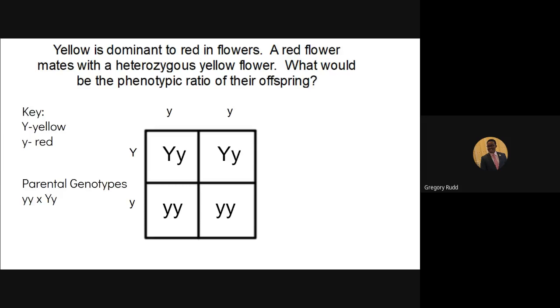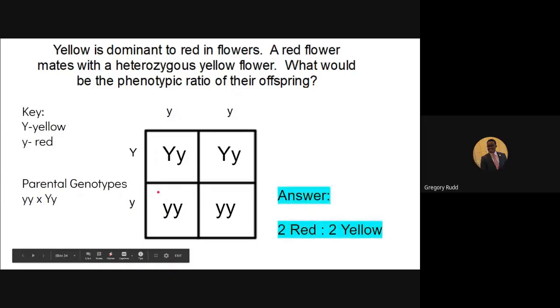You were right the first time. We have 2 yellow flowers, and we've got 2 red flowers. The heterozygous genotype gives us the dominant trait, which is yellow. So yes, these are heterozygous, but we still get the dominant trait. These are homozygous recessive, so we end up with a recessive trait. So 2 red and 2 yellow.